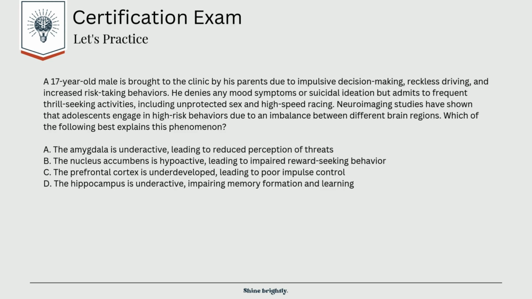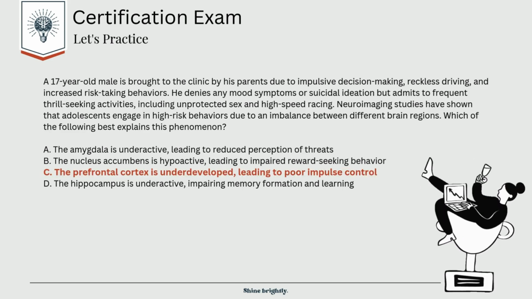So, when we think about adolescent decision making, we need to consider two key concepts. First, the limbic system, the reward and emotion center, develops faster than the prefrontal cortex, which governs impulse control and judgment. This maturation gap explains why teenagers engage in risky behavior despite understanding the consequences. So, what's the correct answer here?